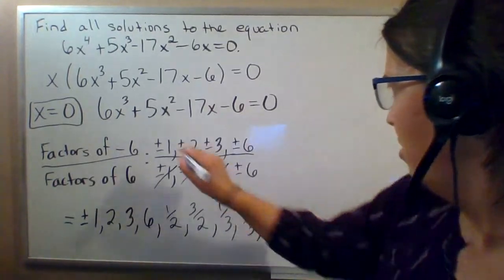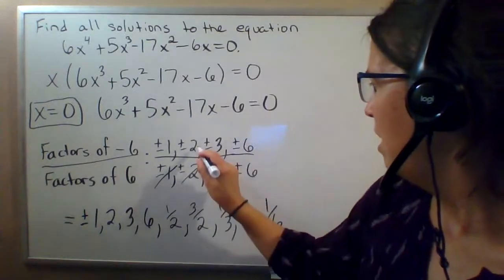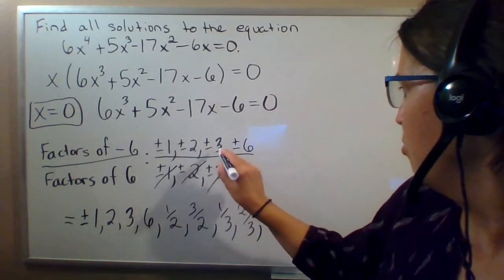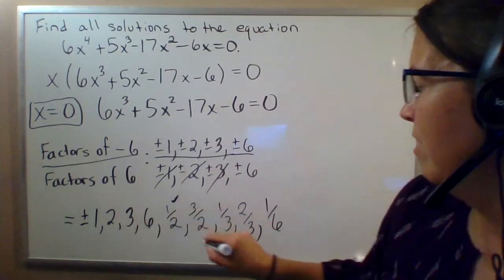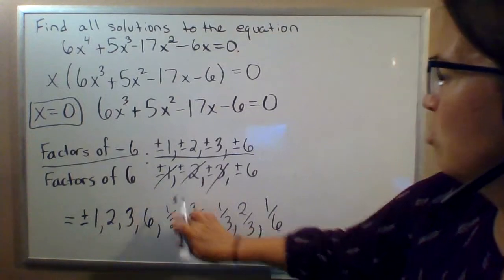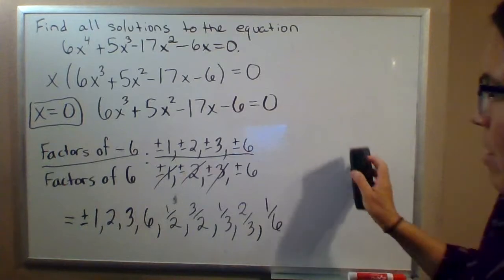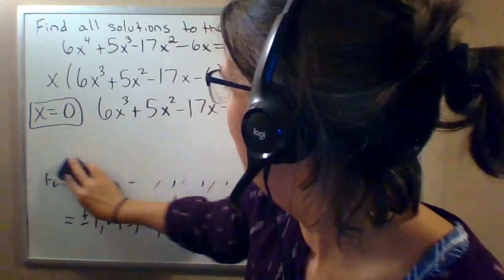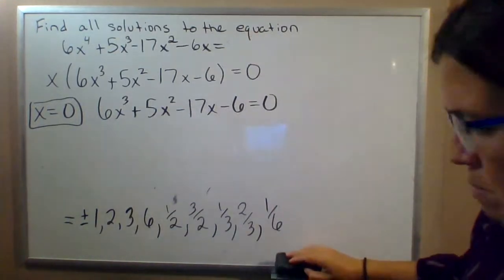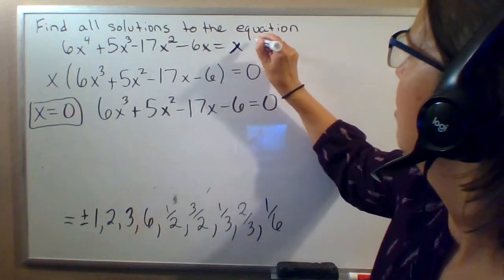Denominator 6 will give us 1 over 6, which is new, so we add it. 2 over 6, well, that's 1/3, already on the list. 3 over 6 is 1/2, already on the list. And 6 over 6 is 1, already on the list. Okay, so here's our list of potential zeros, thanks to the Rational Zeros Theorem. Let me erase this. Maybe to save space, I'm going to write this where we factored out x up here.